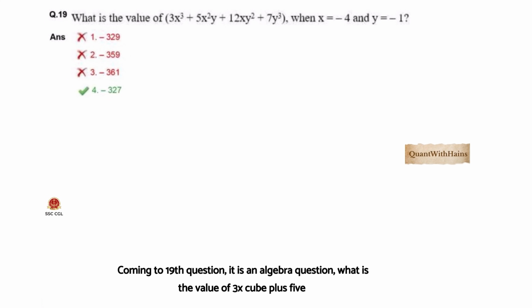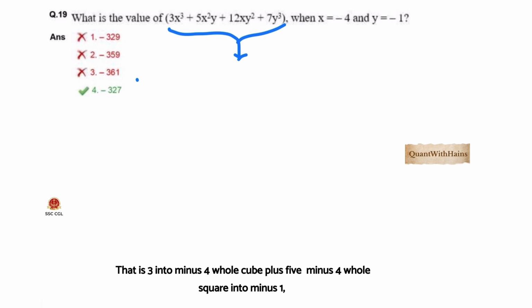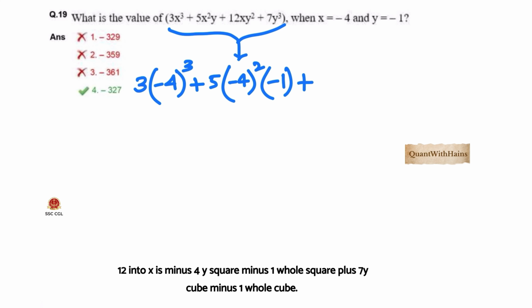Coming to 19th question, it is an algebra question. What is the value of 3x cube plus 5x square y plus 12xy square plus 7y cube? X value is given as -4 and y value is -1. We need to substitute in this algebraic expression. That is 3 into -4 whole cube plus 5 into -4 whole square into -1, plus 12 into x is -4, y square -1 whole square, plus 7y cube -1 whole cube.